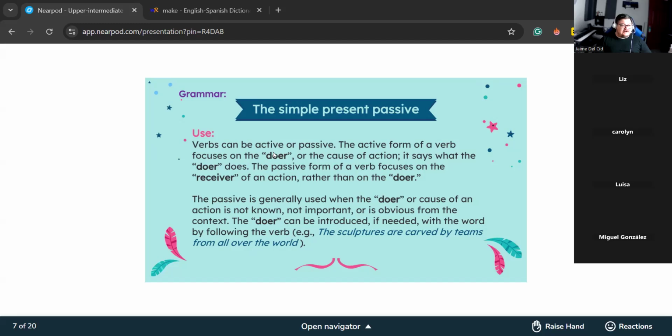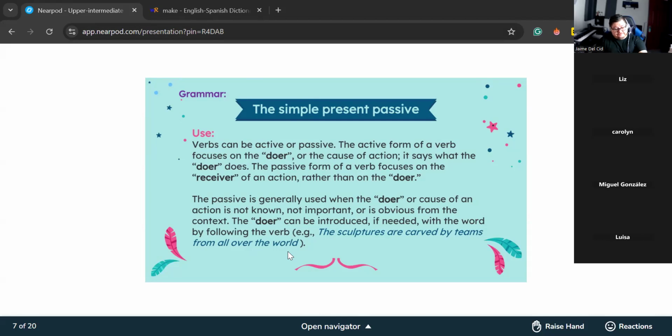Can you repeat that part? Just the word, doer? Doer. That's right. Doer. Es como do de hacer, pero le agregamos er, ¿verdad? Doer. Okay. Yes, that's right. Perfect. Y eso significa el que hace la acción, ¿verdad? El que hace la acción. Let's go with Miguel. Can you read the second part?